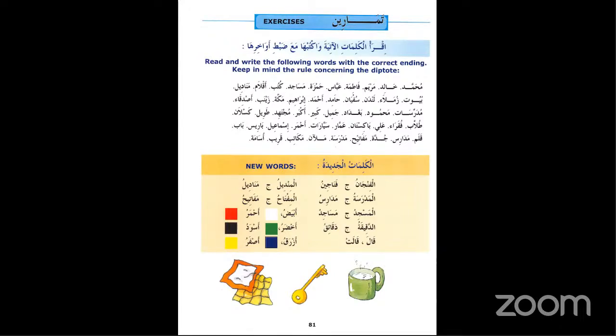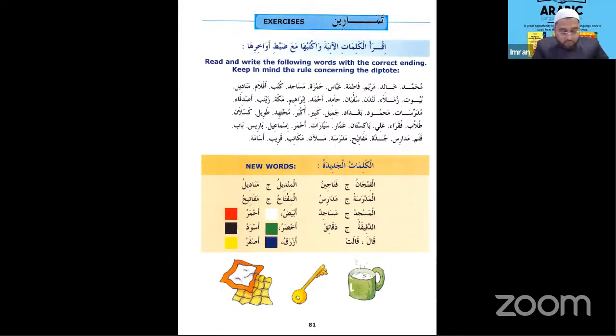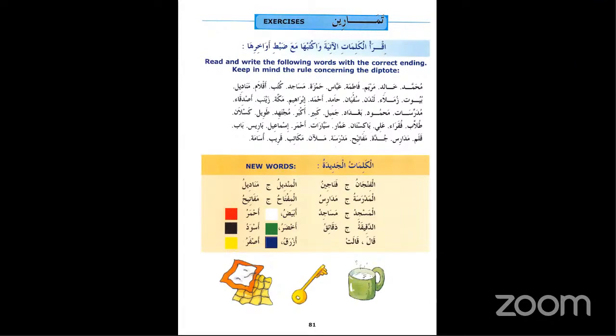Al-Madrasatu, the madrasa, and the plural is madaris. Al-Miftahu is the key. Mafatihu is keys. Excellent. Al-Masjidu, the mosque. Masajidu is mosques. So these are diptotes. Abyadu is white. Ahmaru is red. Akhdaru is green. Aswadu is black. Azraqu is blue. And Asfaru is yellow.